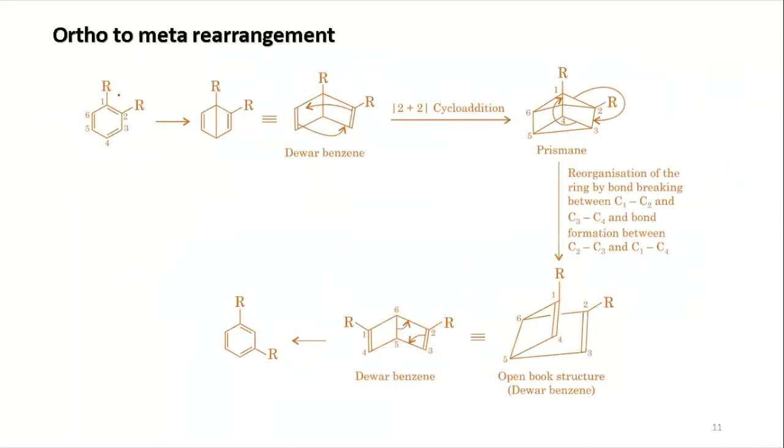Okay, so let us look at the ortho to meta rearrangement reaction. So this is the ortho compound. You have 2 R here at the ortho position. Now, if you do excitation at S2, what is going to happen? It is going to make dimer benzene first. Now this dimer benzene is going to undergo a 2+2 cycloaddition reaction, so it will make this one.